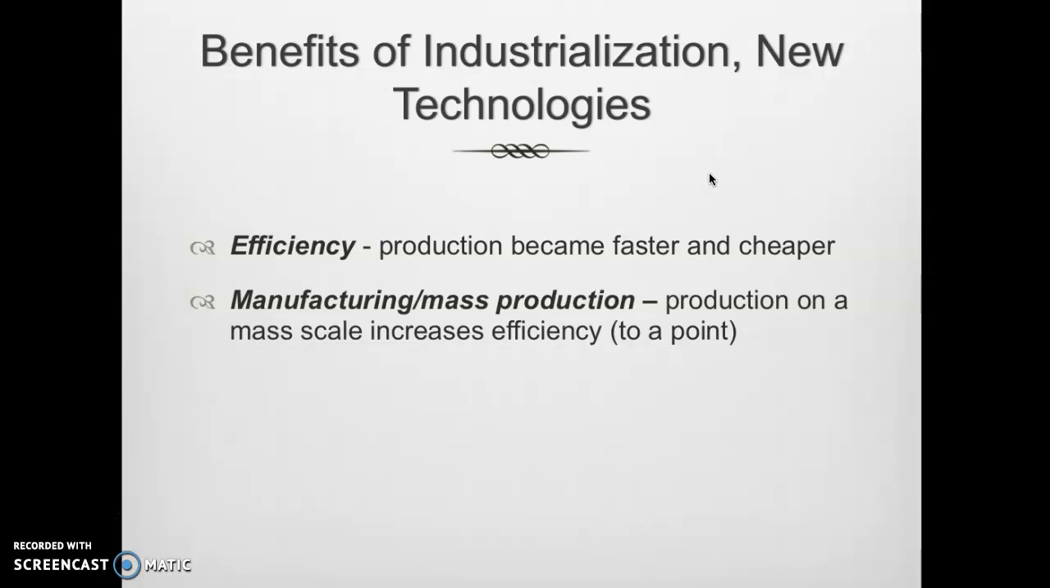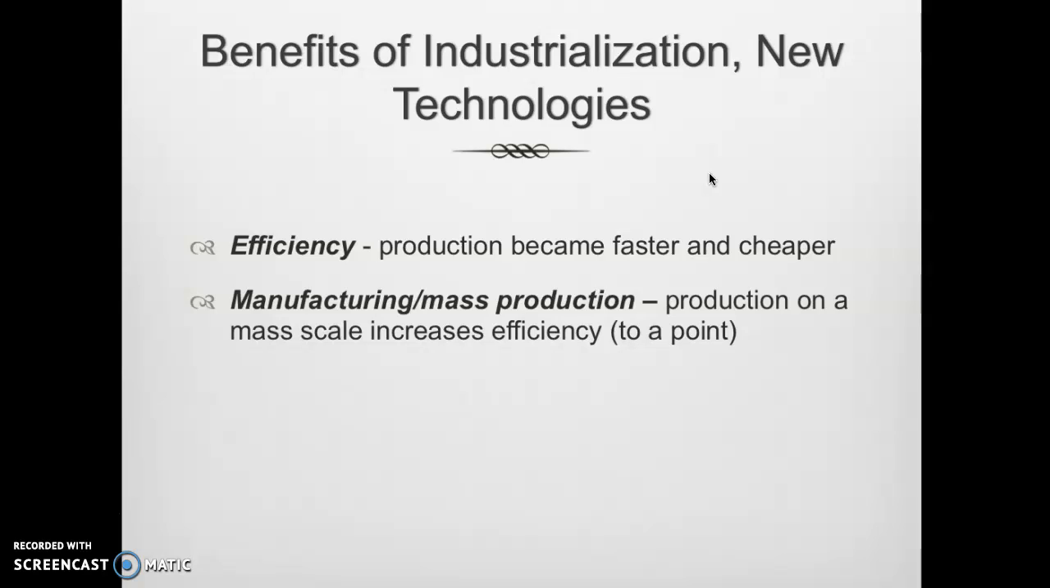So whereas pre-industrial work was typically done by hand and one person might make something start to finish, when you start producing in a mass production setting, you usually put people in very small jobs that they can do repetitively over and over again and make things go much faster. Now this increases efficiency, but only to a point.